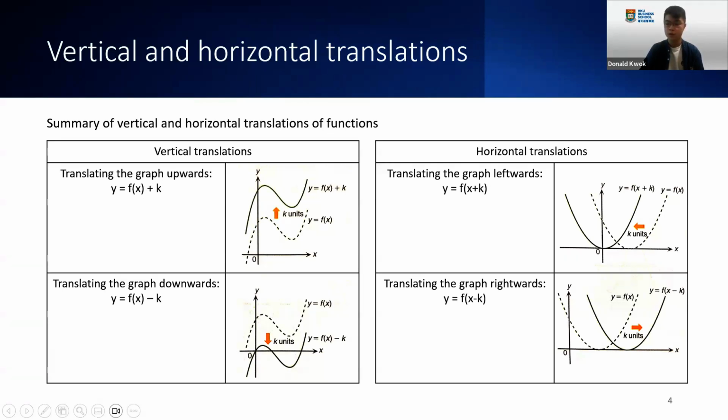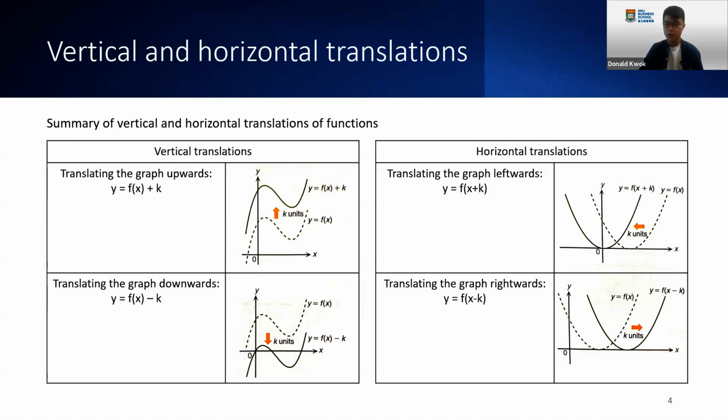What about horizontal translations, to translate the graph leftwards or rightwards? This time, the constant k has to be incorporated inside the function f. The k is next to the independent variable x. So if you'd like to translate the graph leftwards, it will be y equals f(x plus k), whereas translating the graph rightwards by k units, it will be y equals f(x minus k).